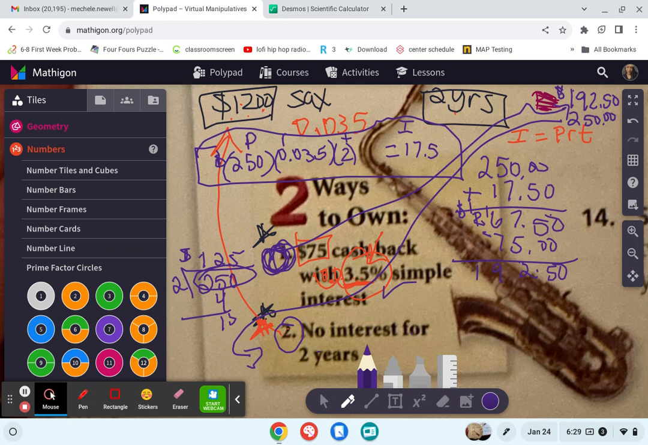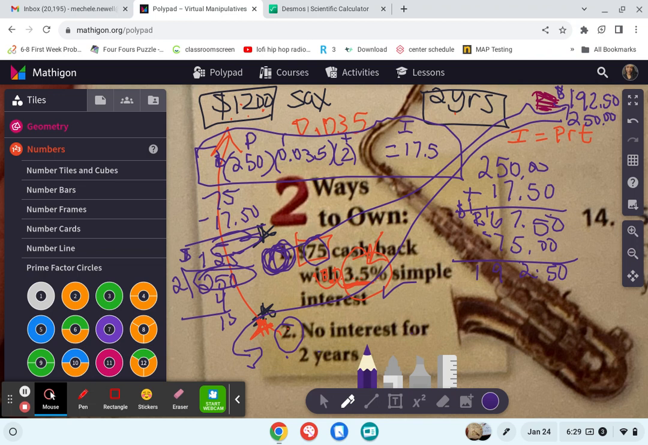Let's talk about why. The 3.5% interest rate is only $17.50. So I really get to bank the rest of that money. If I subtracted $17.50 from 75, all of that right here would be mine. So I'm actually, in a sense, making money, but I'm definitely spending less money than if I just pay for it outright without any interest. I hope that helps and clears it up.